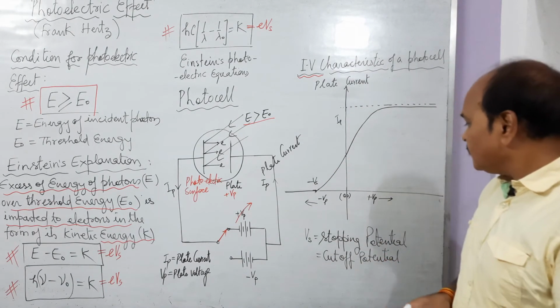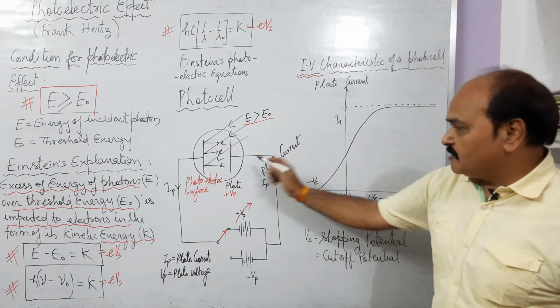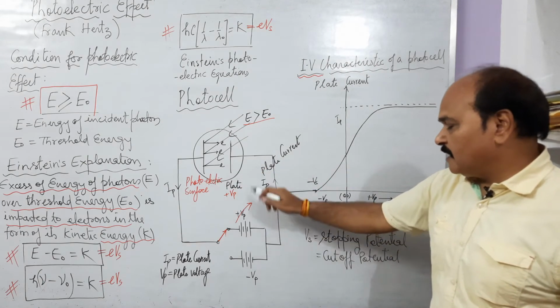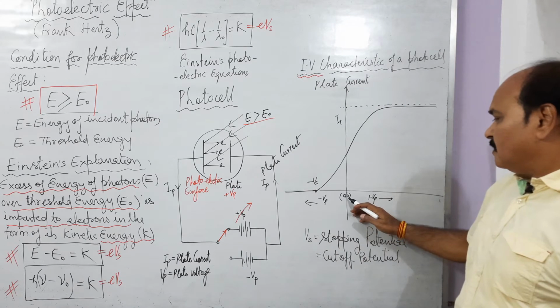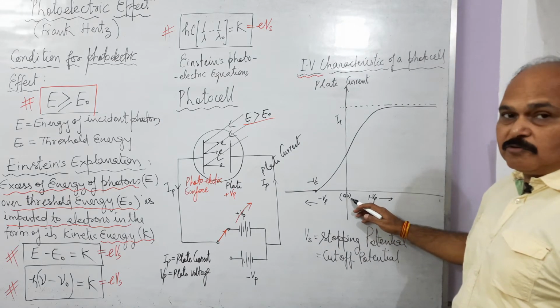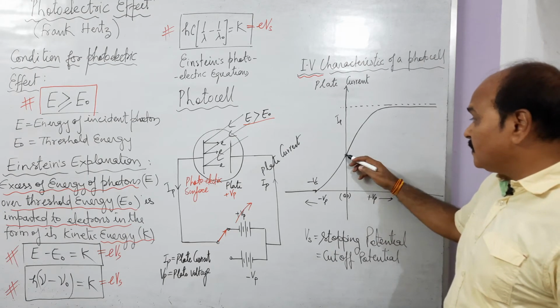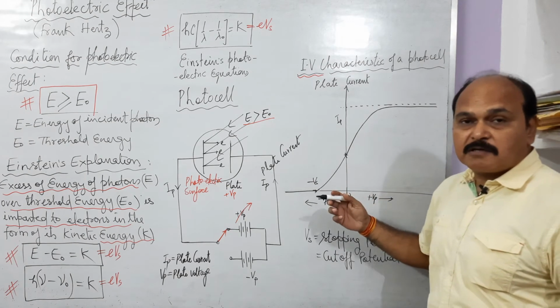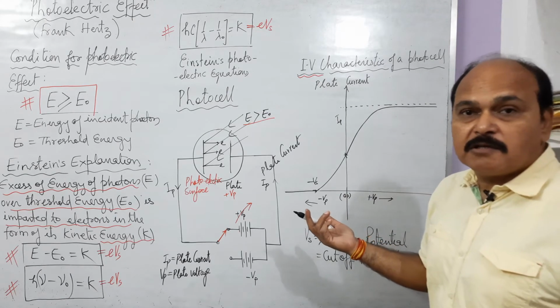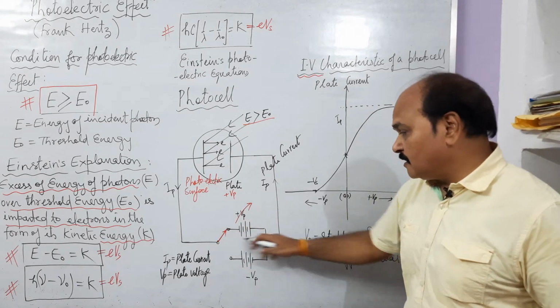See, when there is no potential difference between the two plates, no battery connected, the plate voltage is 0. Even then there is some current in the circuit. Why? There is no battery connected, it is just short.